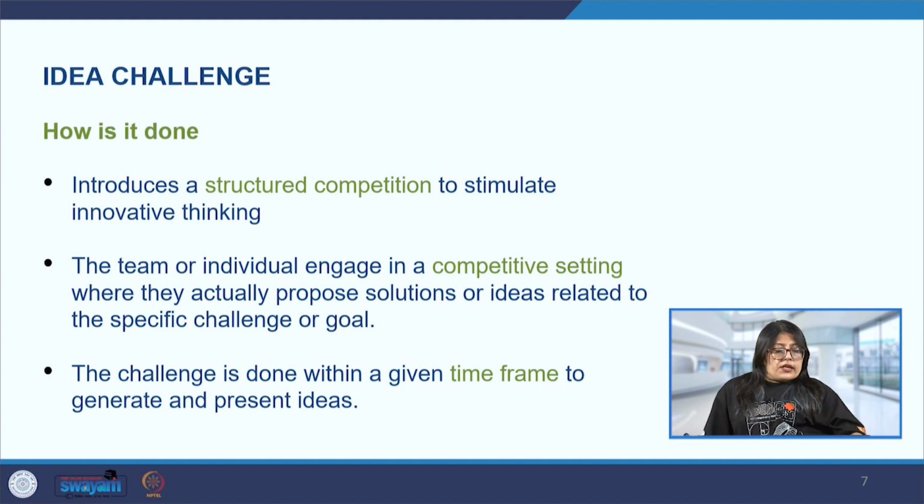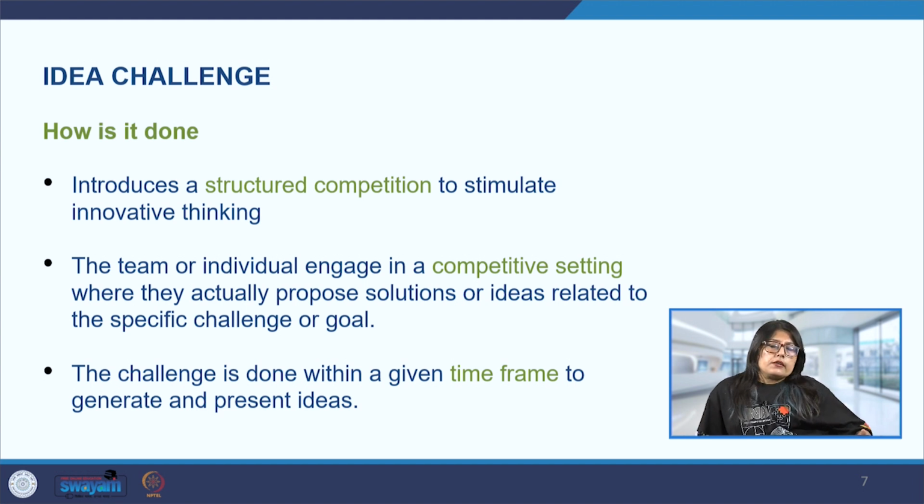And of course, the challenge is done within a given time frame to generate and present the ideas, because we want each team to have the same time in which they can come up with an idea, or the individual. So no one team or individual has an advantage over the other participants of the competition. So we have to keep the rules fair for everybody. So everybody has the same time frame to come up with the solution.